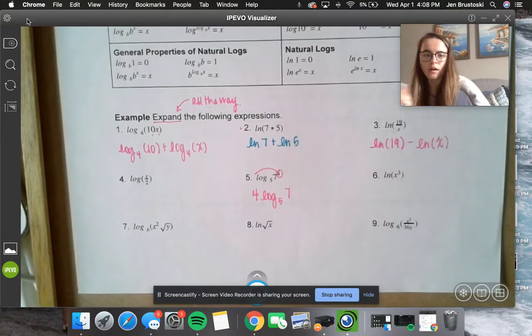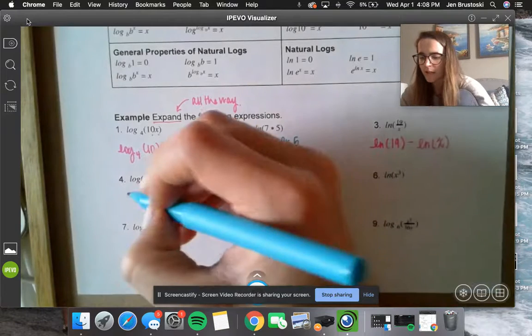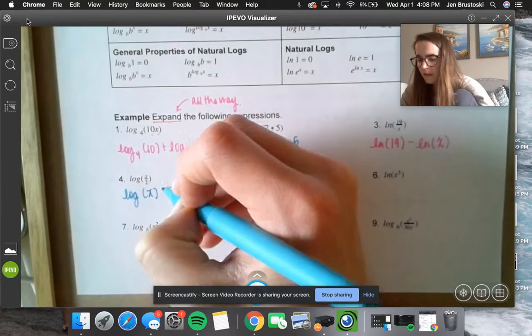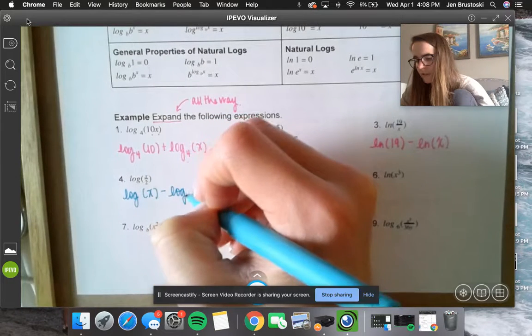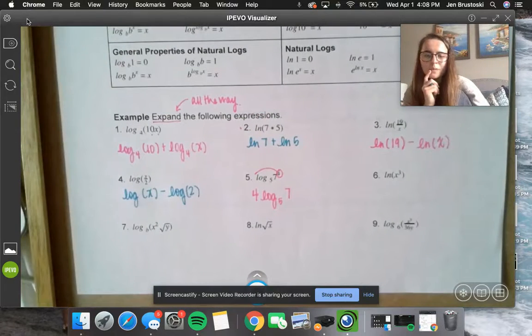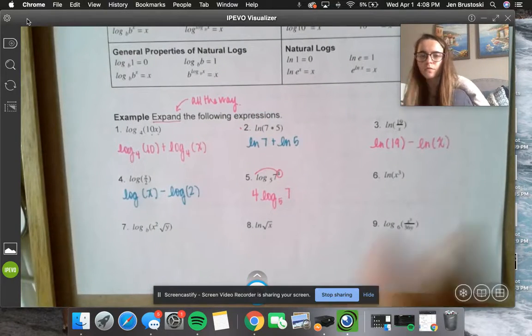For 4, I have log of x divided by 2. Division means we're doing subtraction. So I have log of x minus log of 2. You don't have to put those parentheses, but sometimes they can be helpful.